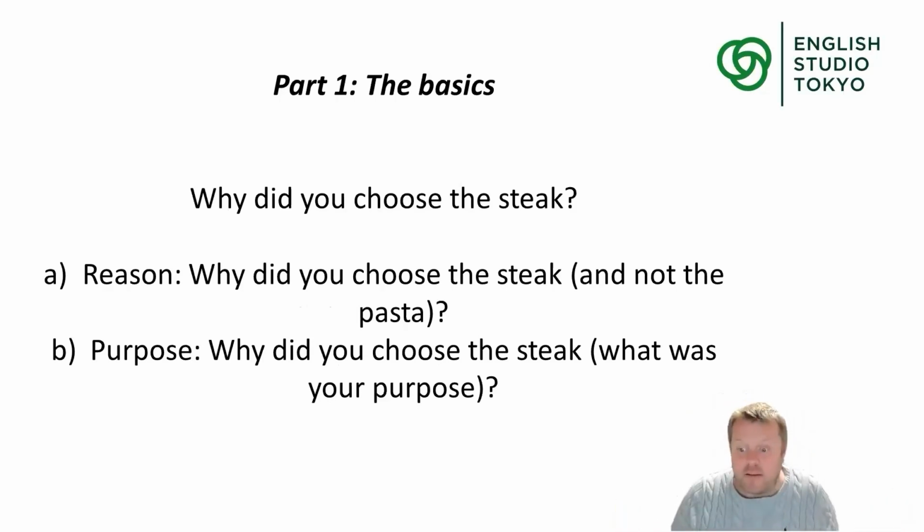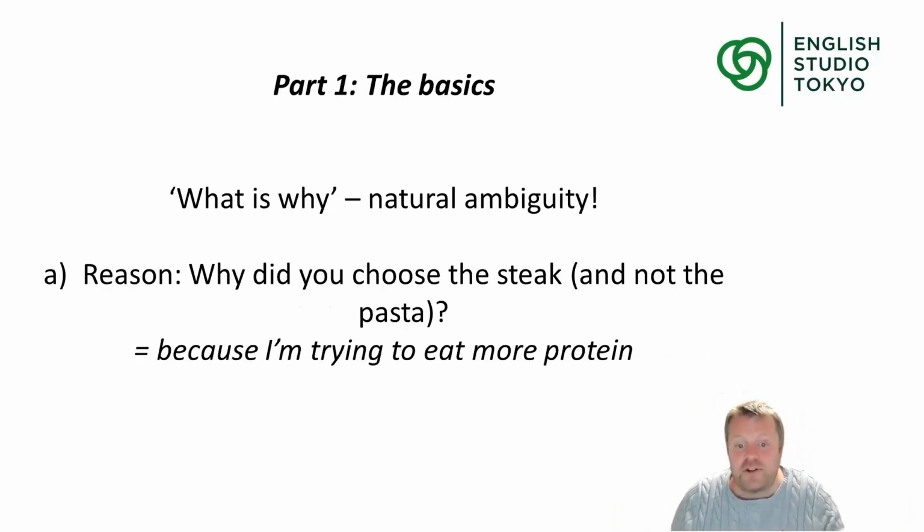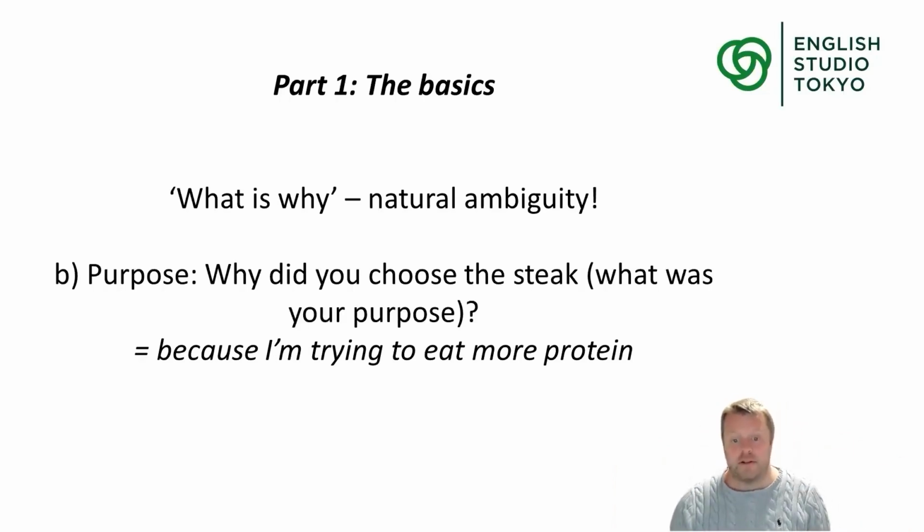Sometimes these things can be the same. Why did you choose the steak and not the pasta? Yeah, I'm trying to eat more protein. Pasta doesn't have much protein. Pasta has a lot of carbs, carbohydrates. I need more protein, so I want to eat steak. What was your motivation? What was your purpose to choose the steak? Yeah, because I'm trying to eat more protein. I want to improve the amount of protein in my body. That's my purpose. So it's not always ambiguous.